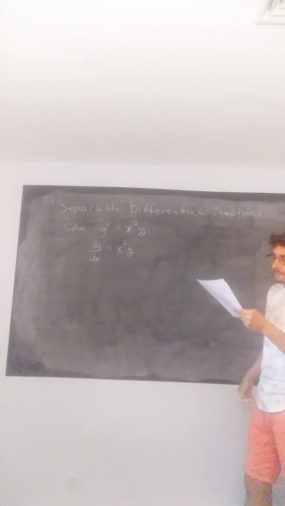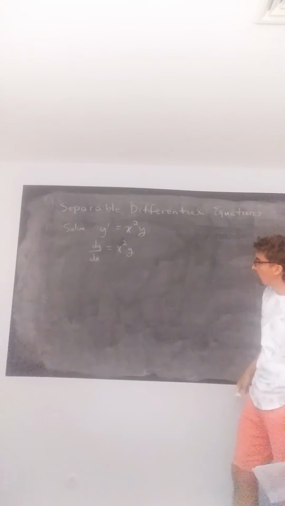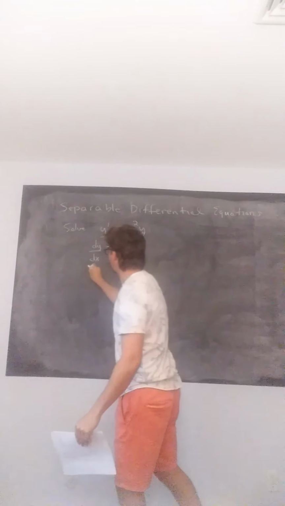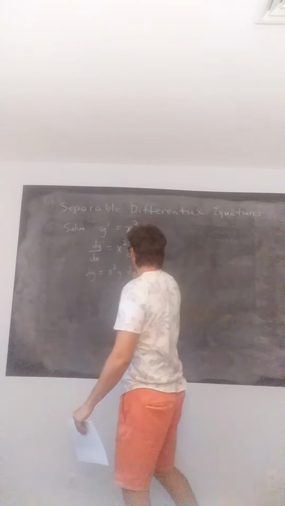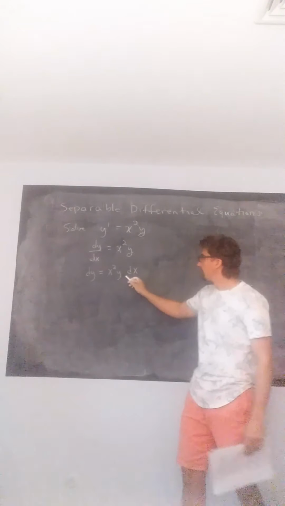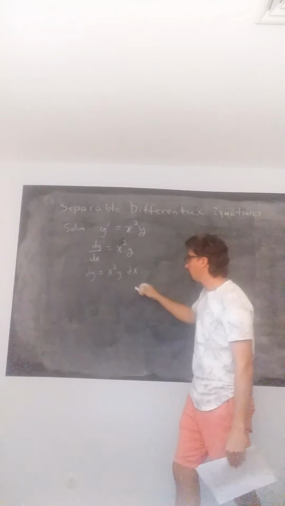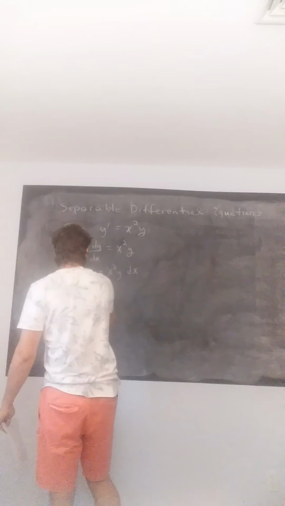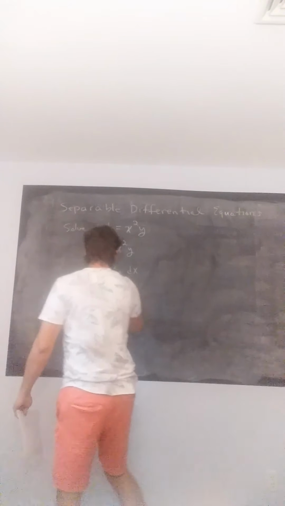So we're going to try to do business as usual here. What I'm going to do first is I'm going to get this dx over here. So I'm going to have dy is x squared y dx. And then what I'm going to do is the dy differential is over here, so we've got to move the y variable over. So we'll divide it. So we're going to have dy over y equals x squared dx.